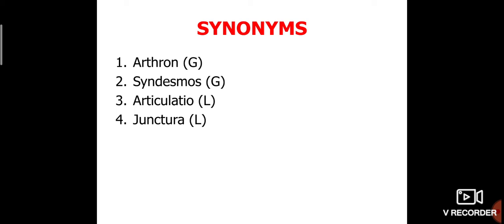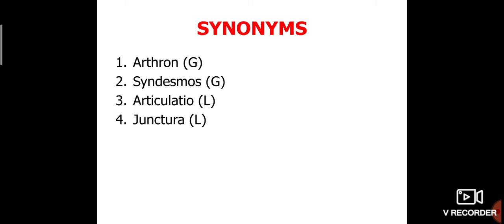We have different types of joints in our body, and these kinds of joints can be movable joints, immovable joints, or partially movable joints. So different varieties of joints are there. Depending upon the type, we have many kinds of classification of joints. And arthron, syndesmosis, articulatio, junctura are the different terms related to joints.